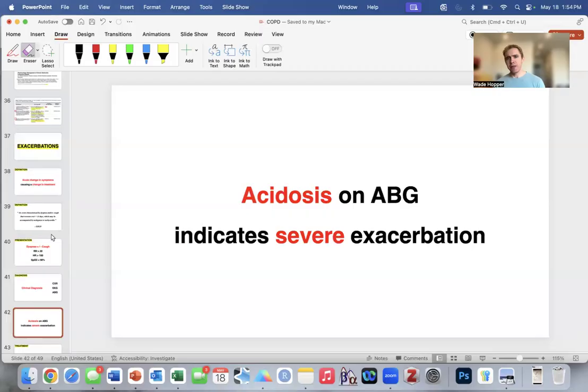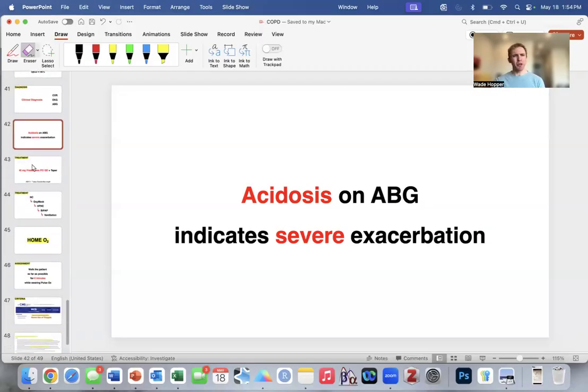Acidosis, if you do get an ABG, indicates a severe exacerbation. Someone presents to the emergency department with acute dyspnea. It can get pretty severe. People can even require mechanical ventilation, just to bridge them and taper them off until you treat their exacerbation. So how do we treat it?